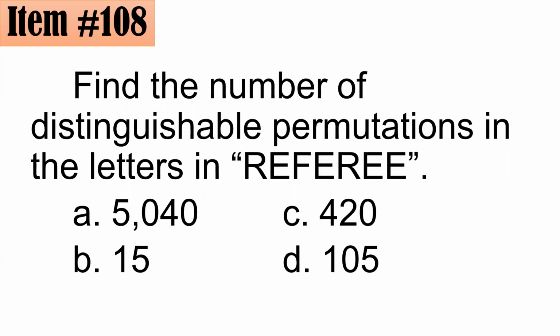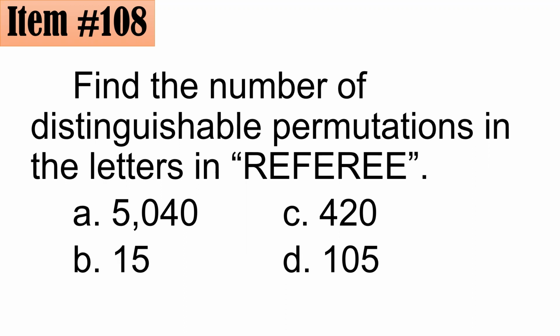108. Find the number of distinguishable permutations in the letters of the word referee. 5,040, 15, 420, or 105. So, this one, it's also similar to the concept kanina. It's a permutation with indistinct elements or repeated elements. Kasi meron kang more than one R and you have four E's, no?